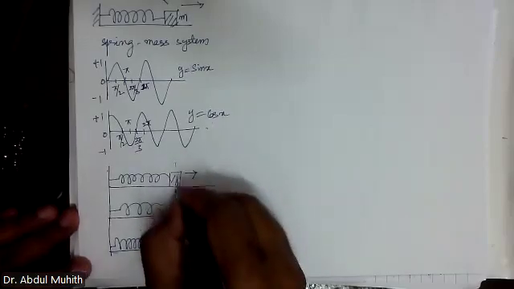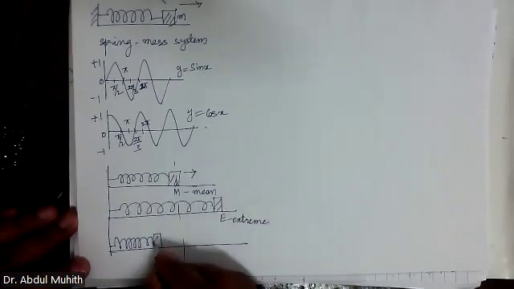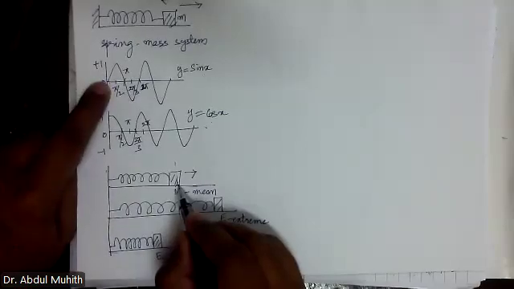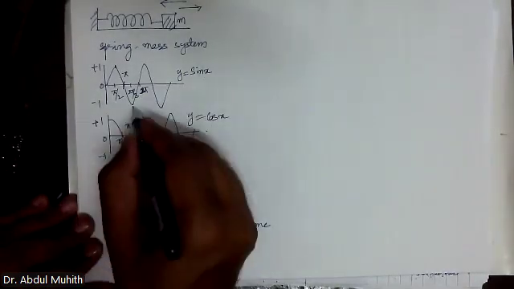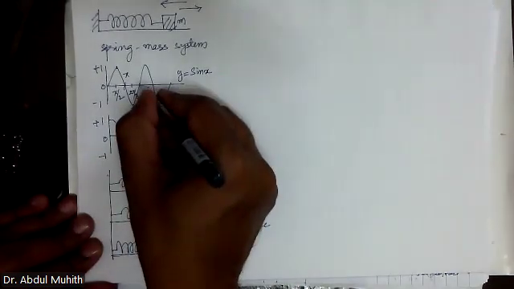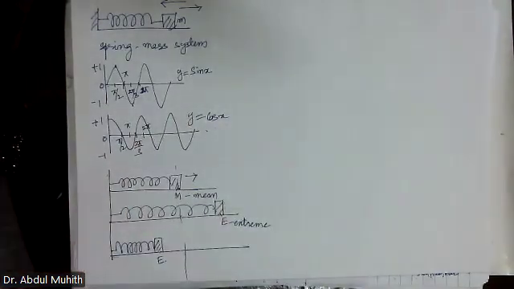So how many mean positions? One mean position and two extreme positions. It started from zero. Like this sine graph starts from zero and goes to the extreme maximum. Then it comes back to the mean position, then it goes to the other extreme position, then it comes back to the mean position. So this is how the sine graph resembles the motion of the spring mass system.